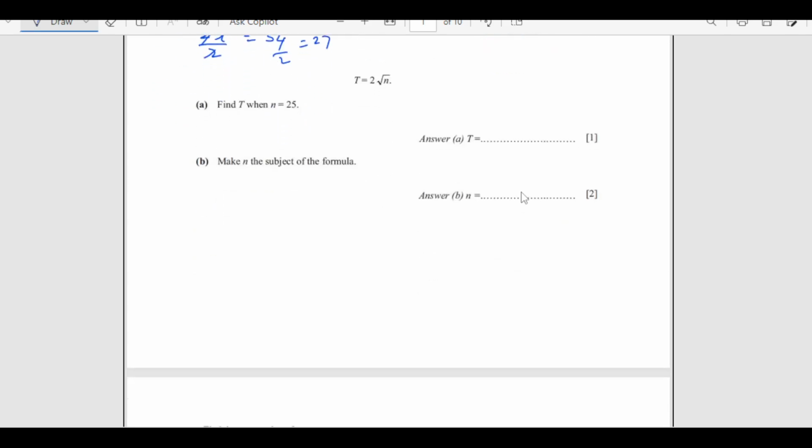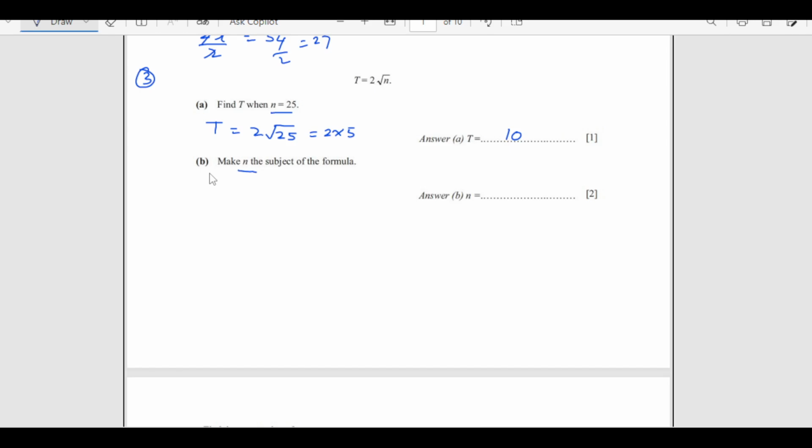Now question number 3 we have here: t is equal to 2 square root n. Find t when n is 25. So t is 2 times square root, and instead of n we are going to replace n by 25. The square root of 25 is 5. So 5 times 2 is 10. So the value of t is 10.